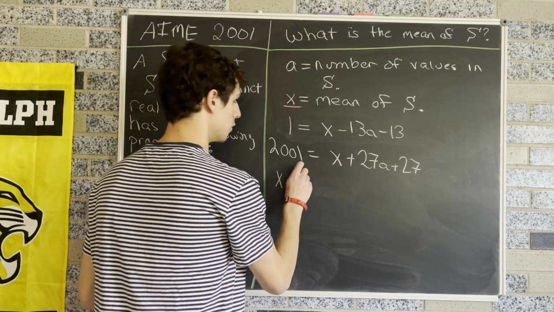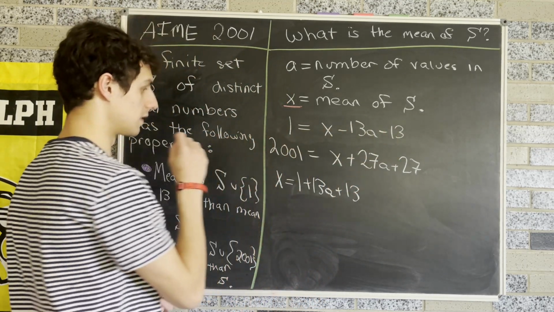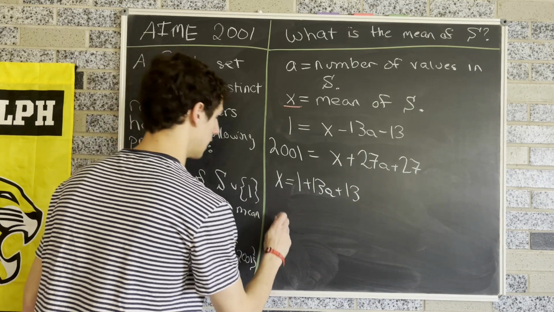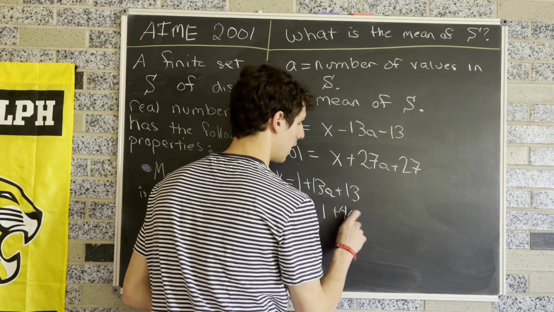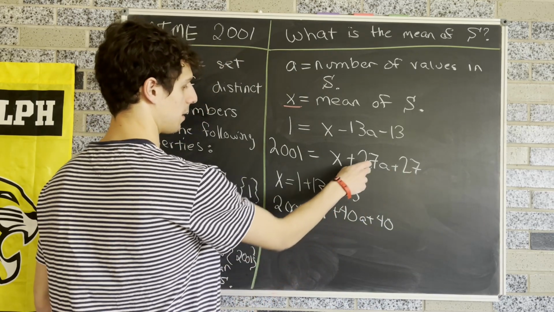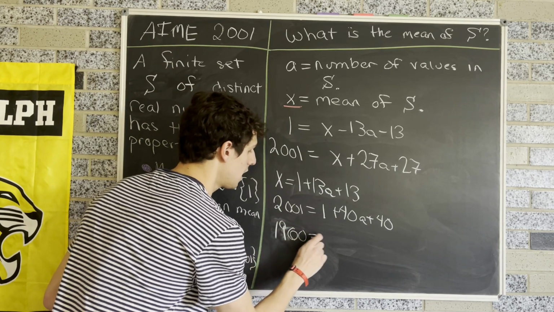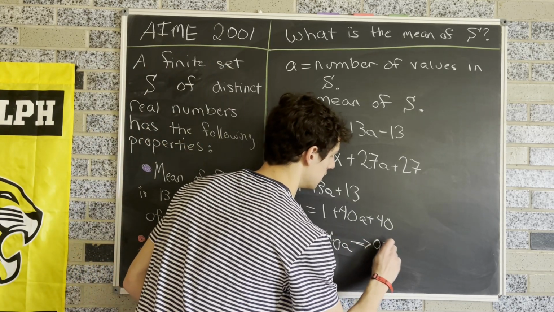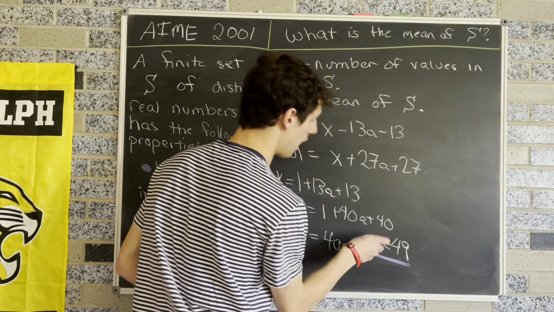So we have X is equal to 1 plus 13A plus 13. That's by moving these two terms across to the left-hand side and then switching their sides. And now plugging this into this equation, we get 2001 is equal to 1 plus 40A plus 40. That's 13 plus 27 and 13A plus 27A. And then subtracting 41 from both sides, we get 1960 is equal to 40A. And that gives us that A is equal to 49.